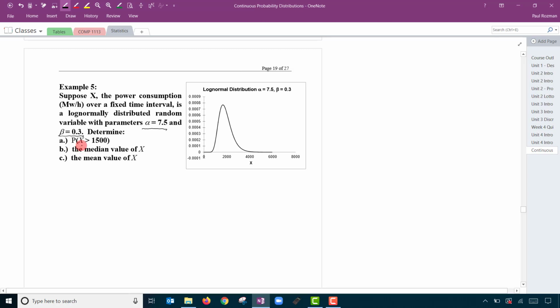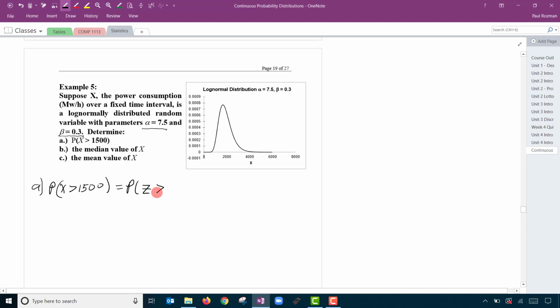X is a log normal variable with parameters 7.5 and 0.3. So we solve this just by doing a transformation, just like we did when we had non-standard normal distributions and converted them into the standard normal distribution. Here we have a log normal distribution and we convert it into the standard normal distribution. To solve x greater than 1,500, we convert it to its z-score.